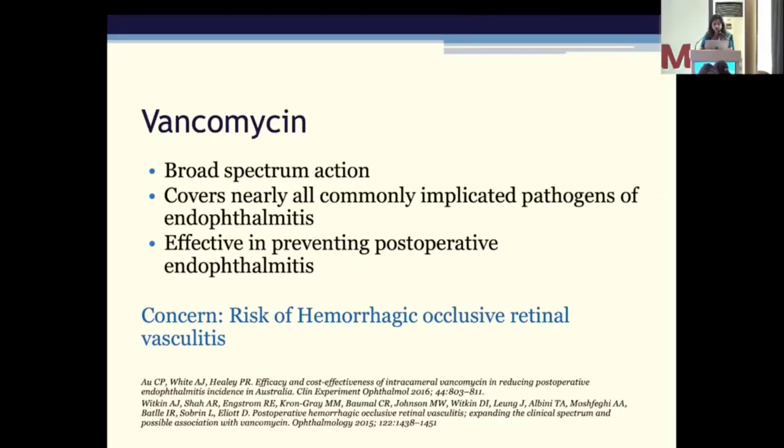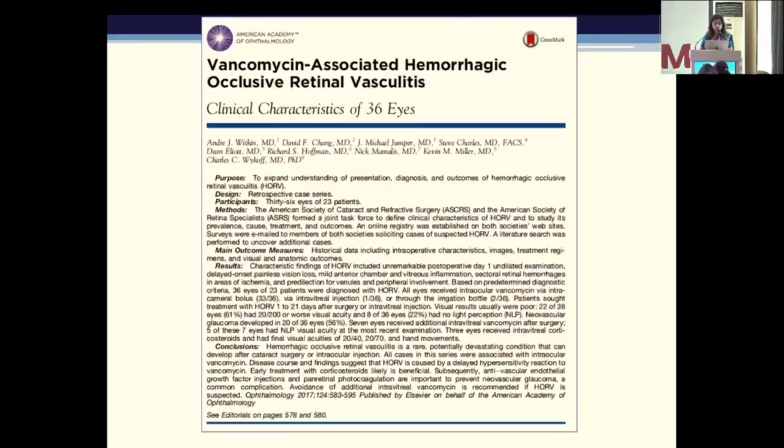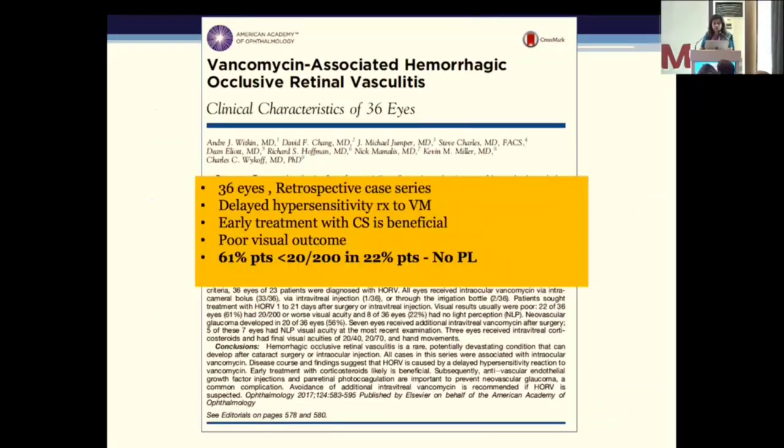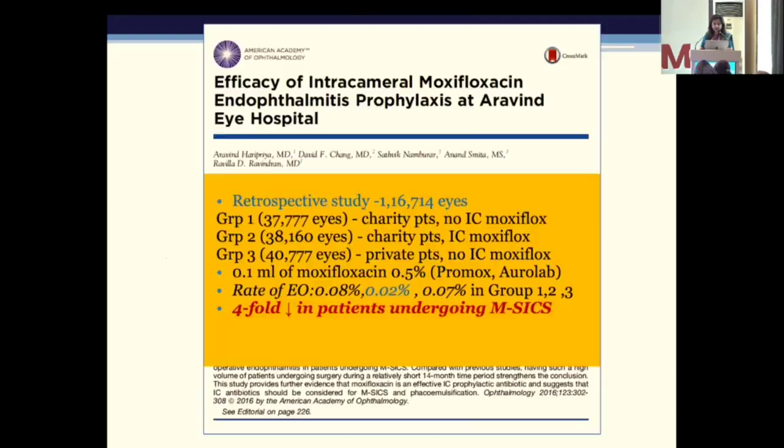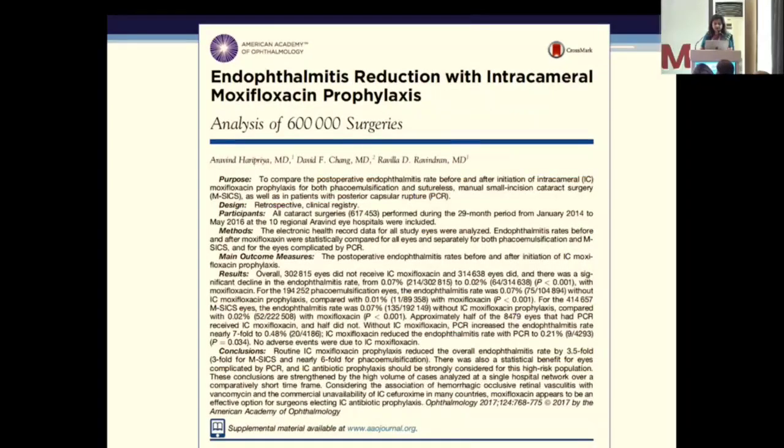Vancomycin has also been tried intracamerally, but there's a risk of hemorrhagic occlusive retinal vasculitis, and that is why people have given up its use. And intracameral moxifloxacin, preservative-free, is the one we are looking at, given at 500 microgram per 0.1 ml. If you look at the efficacy in 1 lakh plus patients, a retrospective study by Aravind Eye Hospital did show that there's a 4 times decrease in endophthalmitis in the patients undergoing SICS.